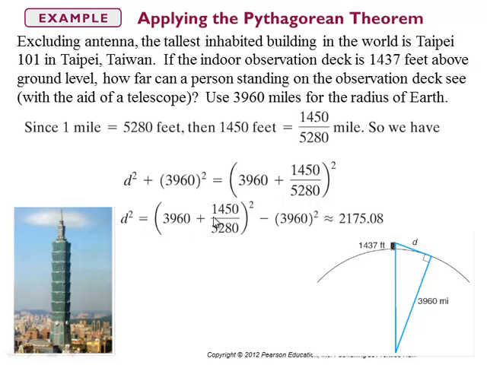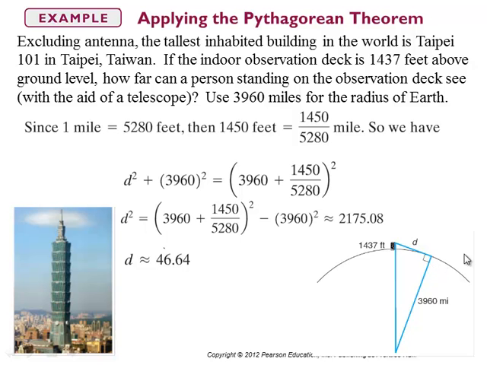Now you can plug this whole thing in your calculator: take 3960 plus 1450 over 5280, squared, minus 3960 squared, which is approximately equal to 2,175.08. Check this on your calculator. And then take the square root of that to get d. So d is about 46.64 miles. So you should not be able to see beyond about 47 miles on the horizon.